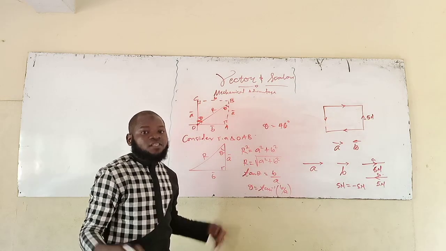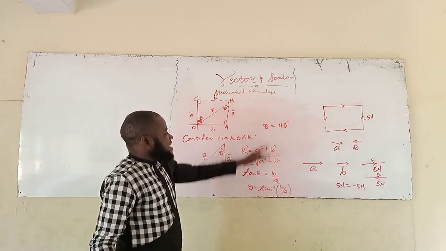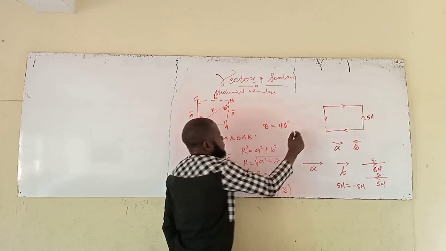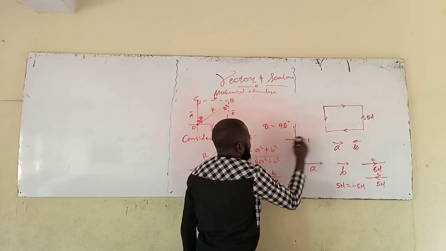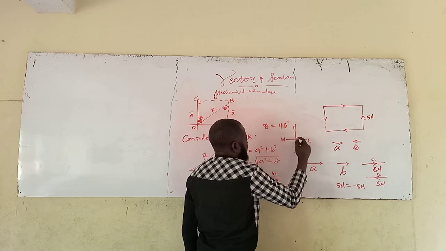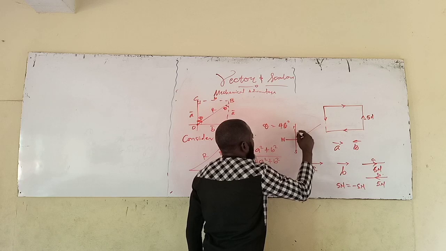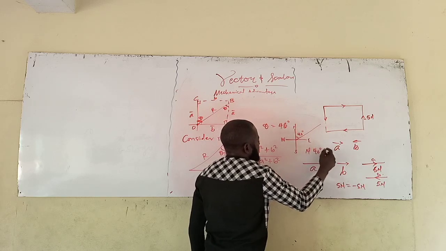It can be any value depending on what the value of B and A will be. So let's say it is 46. How do I get the direction? I'll draw my cardinal points: north, south, east, and west. Then I read from here, and that will be 46. So if I take it like this now, this will be 46 degrees. That will be north 46 degrees east.